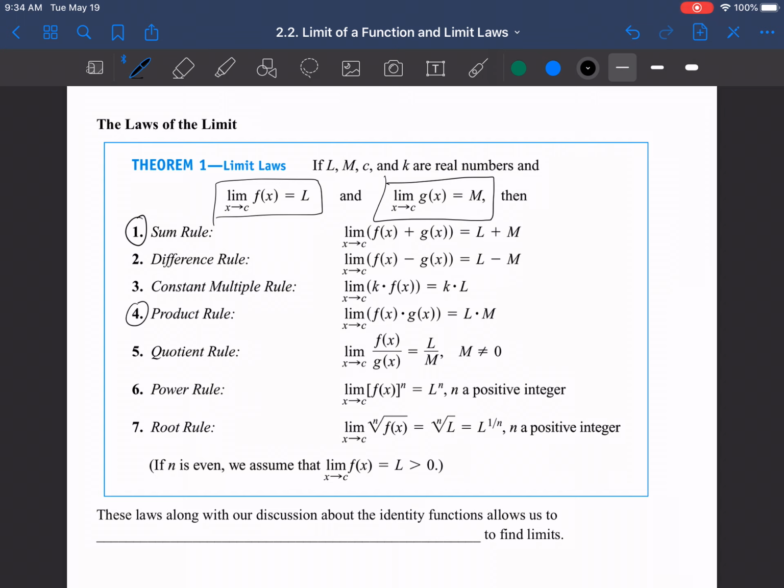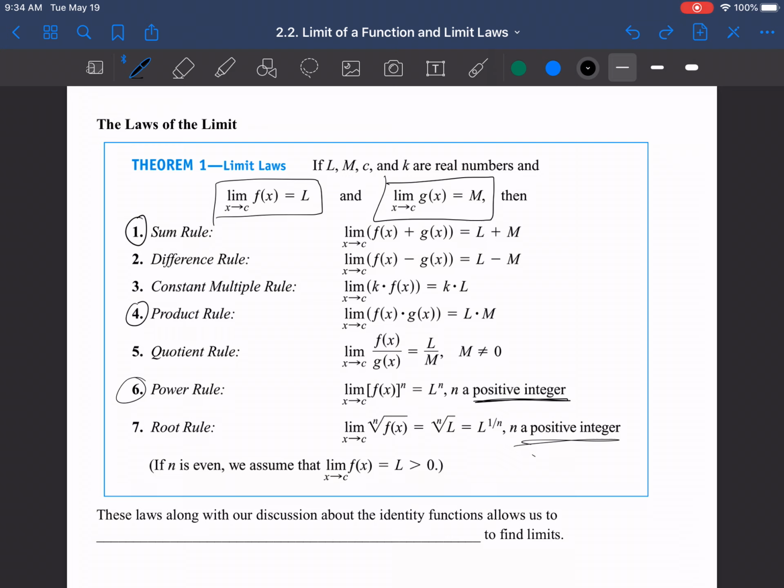The quotient rule, again, the limit of the quotient of the functions is just the quotient of the limits. The limit of a function to a power is just the limit to a power, as long as n is a positive integer. So that's a good one. And then the root rule, well, that's the same as the exponent rule, as long as n is a positive integer as well. It's just, remember, 1 over it. So 1, 4, and 6 are the main ones. Just make sure you have those down, and then the other ones are kind of just variations of those ones.